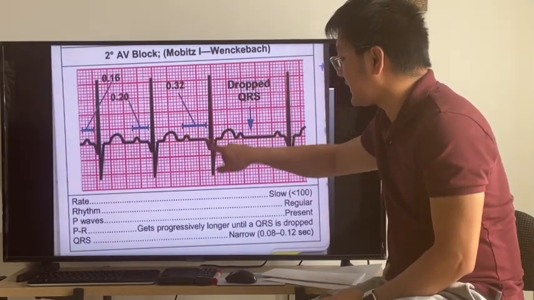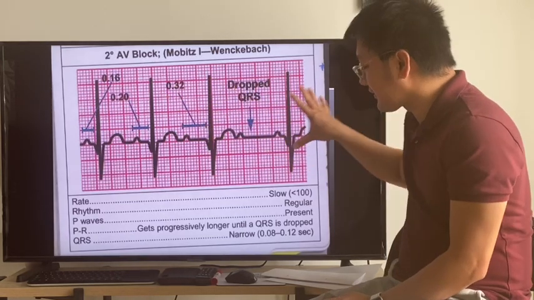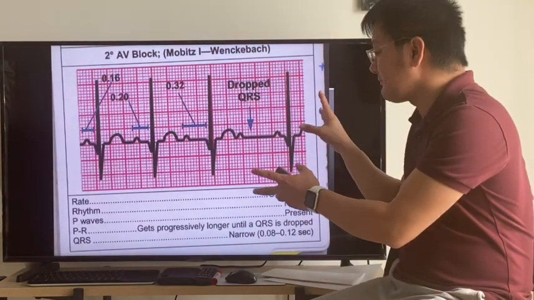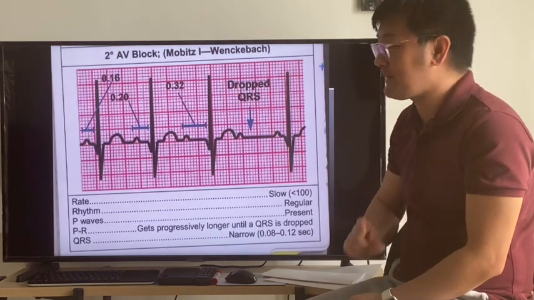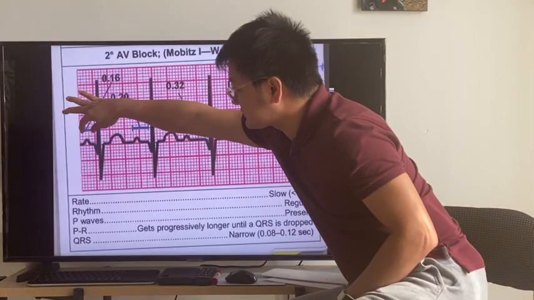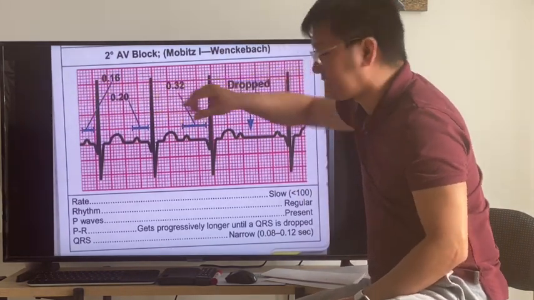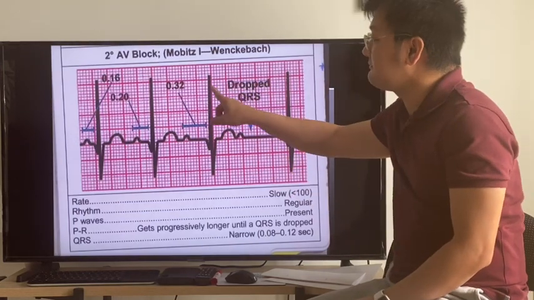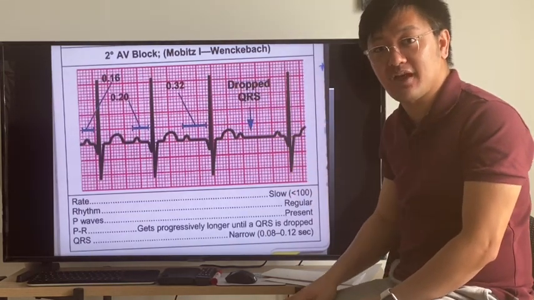PQRST. PQRST. Waves are complete. Rhythm, almost regular. But look at your PR interval. The PR interval gets progressively longer. What makes it different from your first degree AV block?